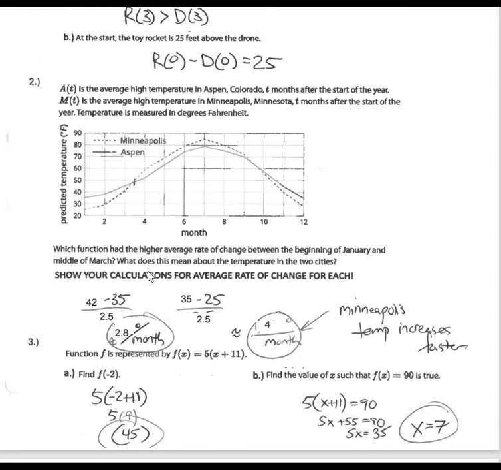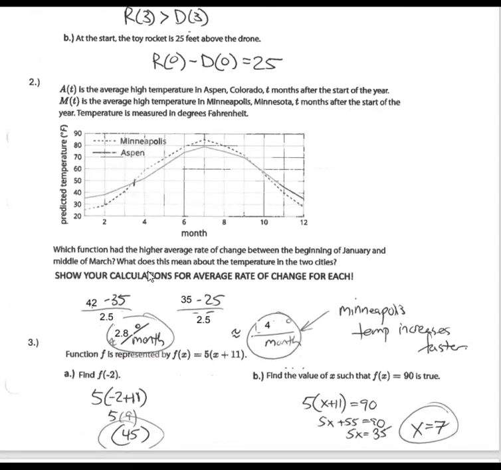Now, I got the second one wrong at first, because there's 2 issues. Number one, the graph is funky because an increment, it says an increment is 2 months.